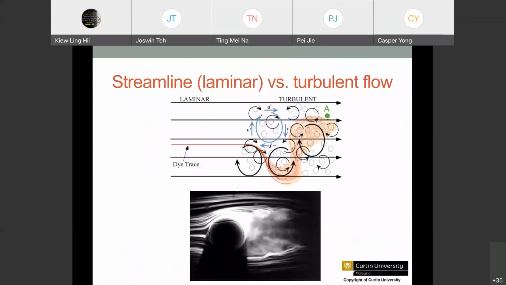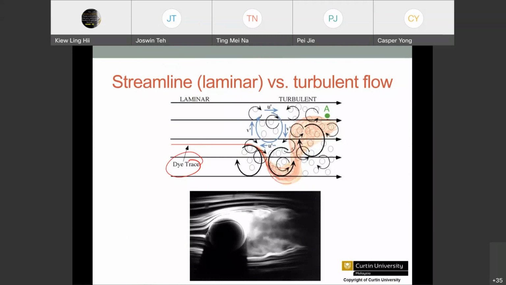If you would like to see whether the flow is laminar or turbulent, you can use dye. Dye is very light, so it will move together with the fluids. So you can see the movement of the dye in order to determine whether the flow is turbulent or laminar.